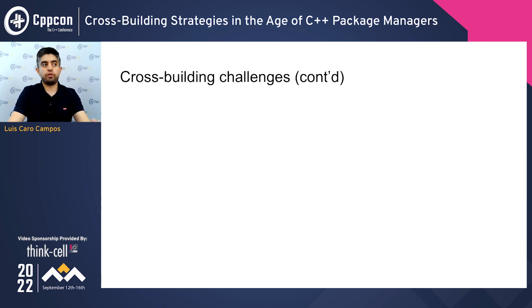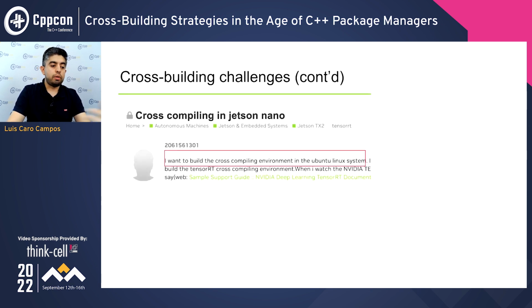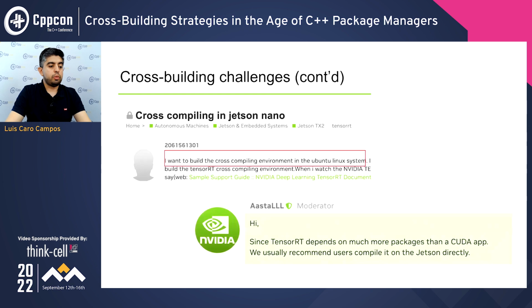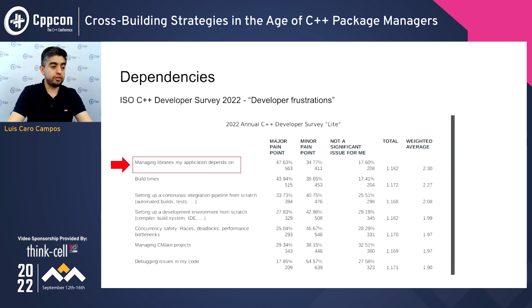But it's not that much different, for instance, with the NVIDIA Jetson. Again, on the NVIDIA support forums, we have a user that wants to set up a cross-build environment on Ubuntu. And one of the replies from NVIDIA is, well, TensorRT depends on many more packages, so we actually recommend that you build on the device. The NVIDIA Jetson, depending on which variant you get, is not that slow, so it may actually be practical. But the thing that catches my eye here is that it has dependencies, right? And dependencies, I'm going to move to this one.